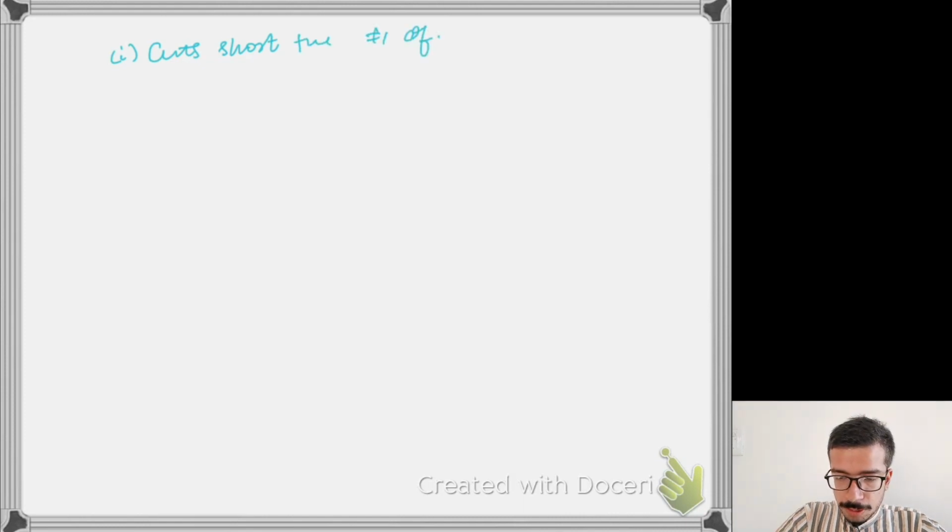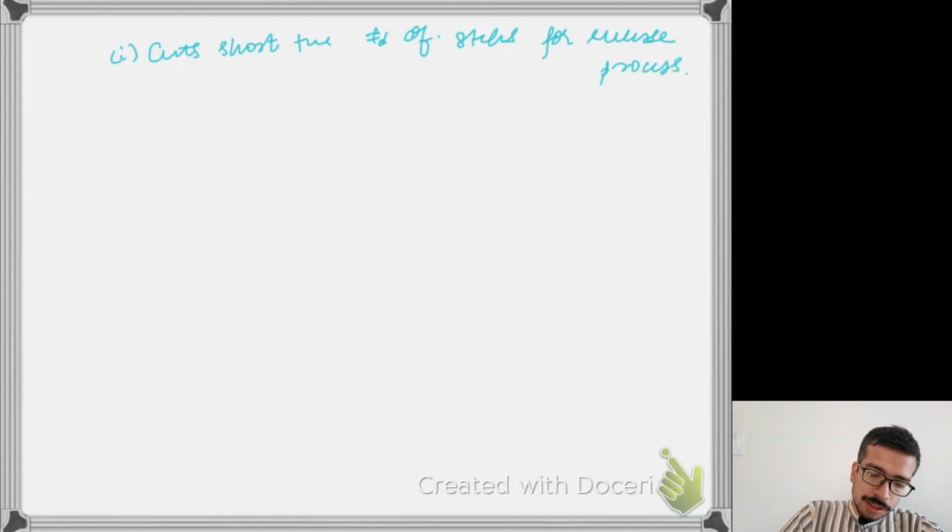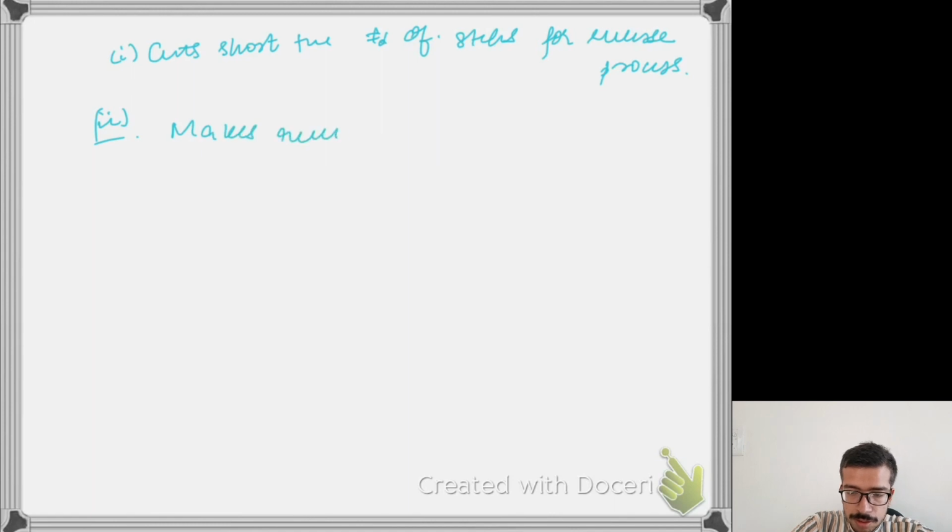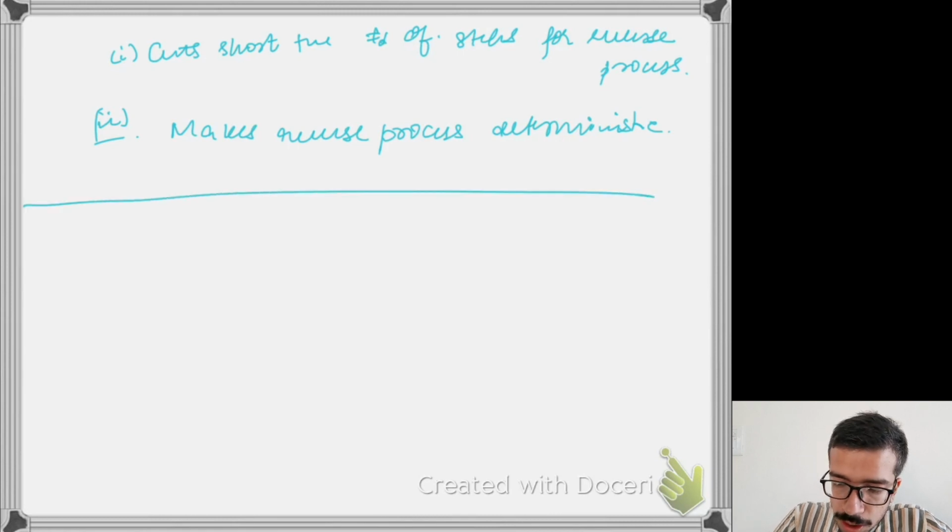So why is it useful? Firstly, this cuts short the number of steps for the reverse process. And secondly, this makes the reverse process deterministic as well. So we'll just see this now.